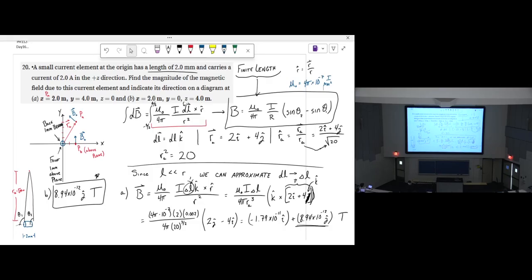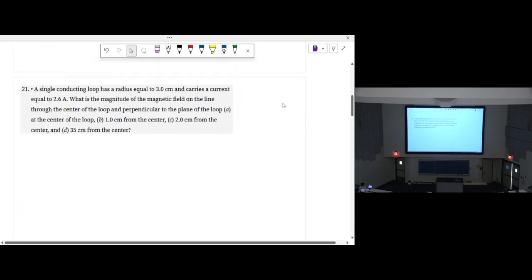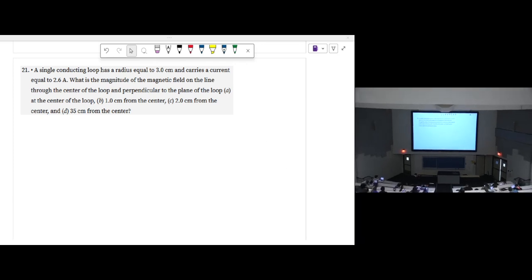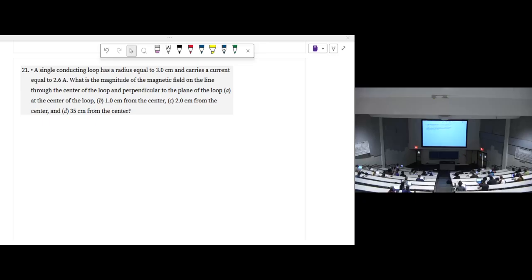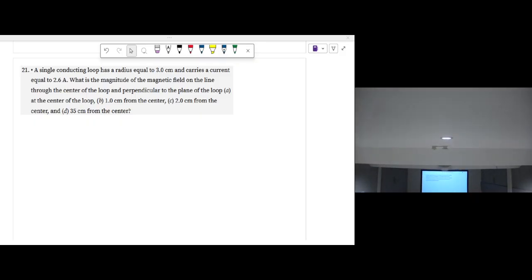Okay, let's do one that's a little bit easier. A single conducting loop has a radius equal to 3 centimeters and carries a current equal to 2.6 amps. What is the magnitude of the magnetic field on the line through the center of the loop and perpendicular to the plane of the loop, at the center, 1 centimeter from the center, 2 centimeters from the center, and 35 centimeters from the center?